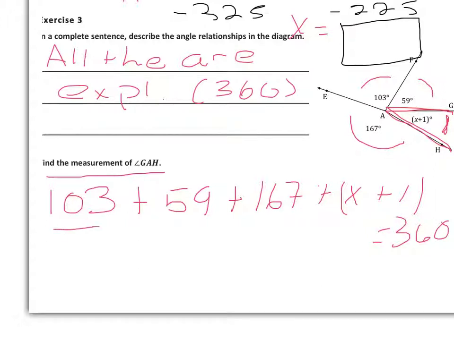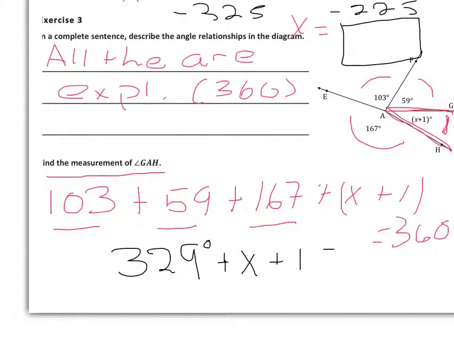So what I'm going to do is add these constants together first so I can simplify it, so I can really look at what I'm doing. 103 plus 59 plus 167. And if I add them up correctly, I think I should get 329 degrees. And let's not forget, we're still adding this expression to come up with 360 degrees.